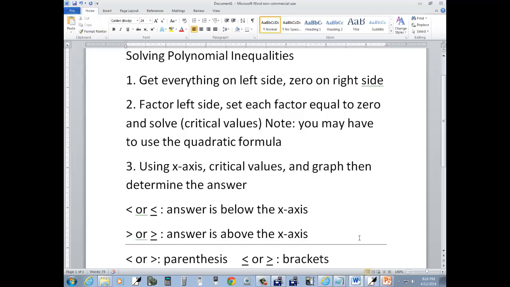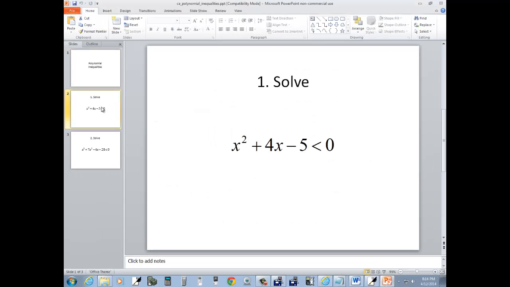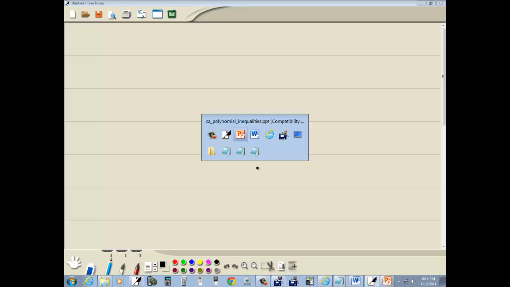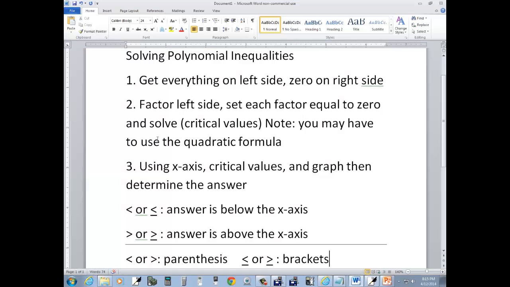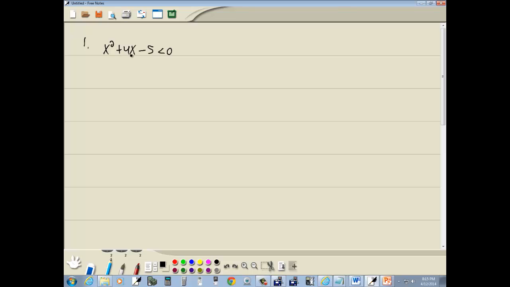Okay, let's take a look at our first problem. And I'll bring up my tablet. I already had it up. So we got x squared plus 4x minus 5 is less than 0. Okay, first step, get everything on the left side, 0 on the right side. That's done.